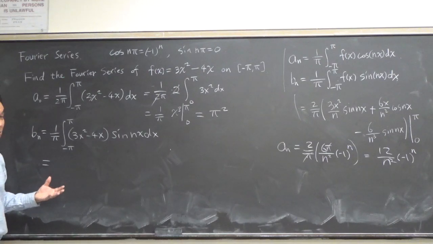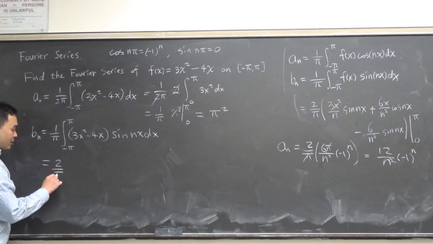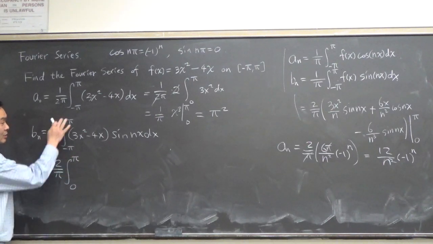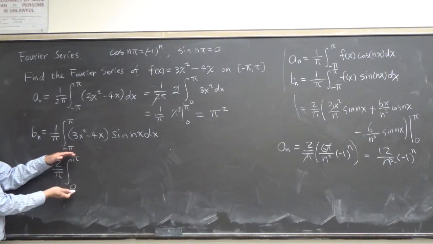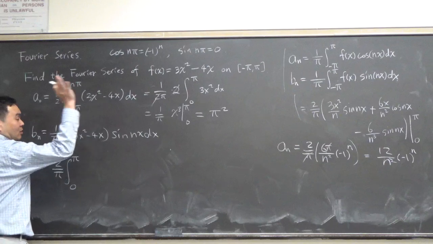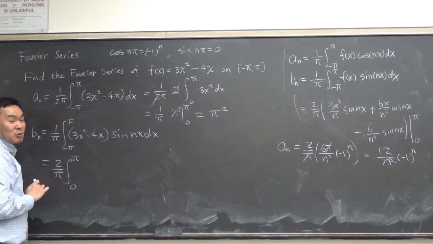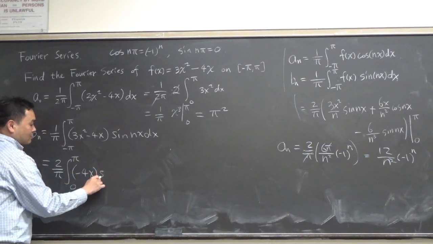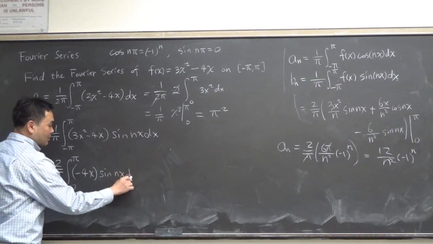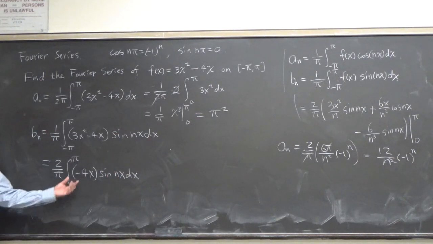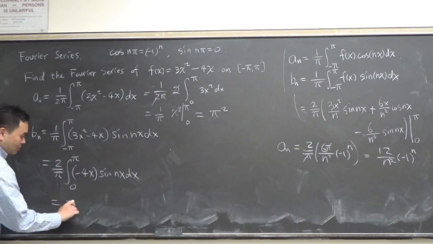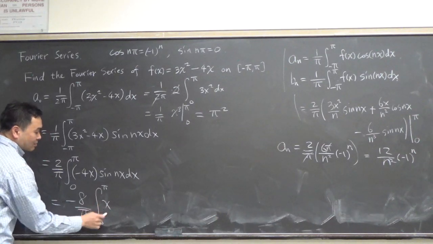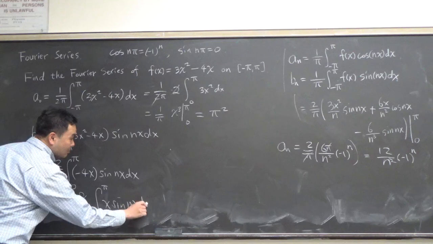Now we use the doubling trick. So it would be 2 over pi. So it got doubled. You integrate from 0 to pi instead of negative pi to pi. So the domain got halved. And then 3x squared gone because it's going to create an odd function when you multiply. This one is the one that gives you an even function, so it would be negative 4x sine nx dx. Now, I don't like negative, so let's even pull that one out and write down negative 8 over pi, integral from 0 to pi of x times sine nx dx.